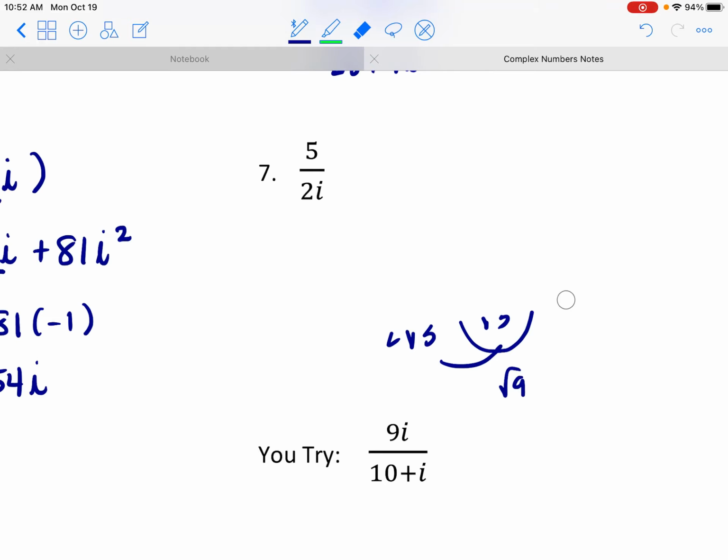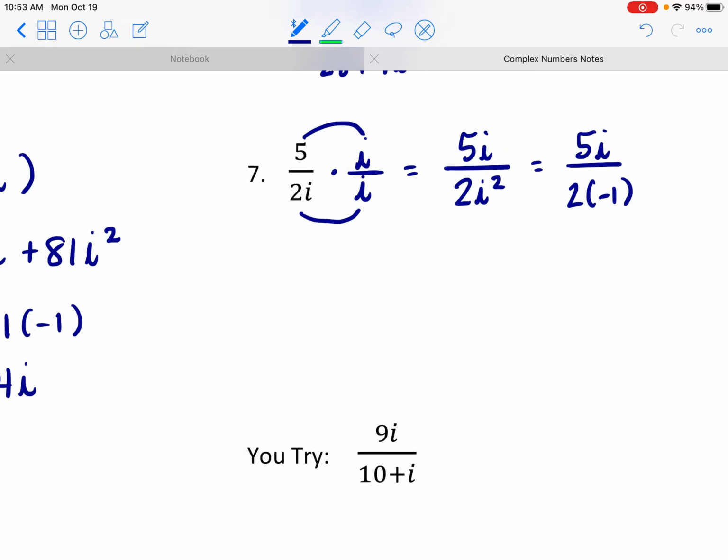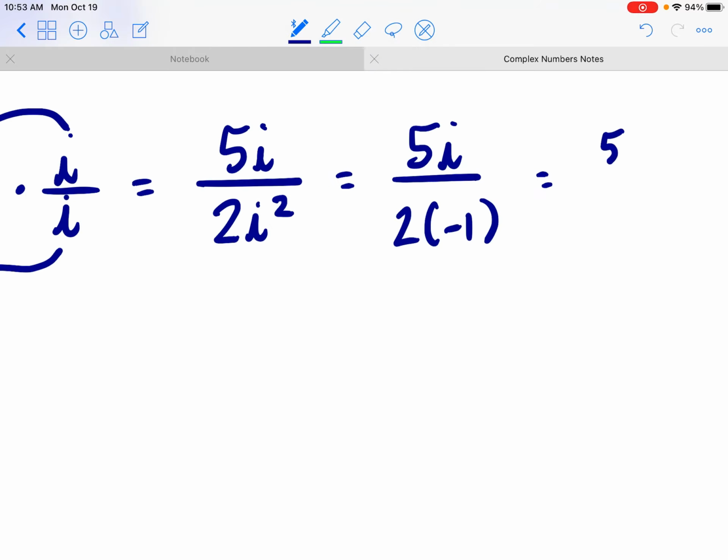Any ideas? Maybe something's happening in your head there? If I multiplied this particular fraction by i over i, then I'm multiplying by 1, again not changing the value of the fraction, but what happens on the top? 5 times i is 5i. On the bottom, 2i times i gives us 2i squared, and i squared can be replaced. So this becomes 5i over 2 times negative 1, which means we can make this 5i over a negative 2.